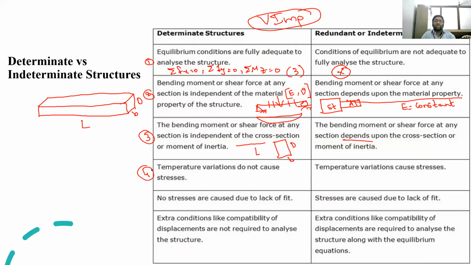Now the fourth one is something related to temperature. We all can experience, of course in Hyderabad especially, the temperature is crossing 40.